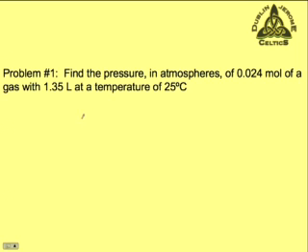All right, some example problems with the ideal gas law. First problem: find the pressure in atmospheres of 0.024 moles of a gas with 1.5 liters at a temperature of 25 degrees Celsius. There's a lot of numbers in here, so I'm just going to make a list. 0.024 moles. Remember, N stands for moles. The pressure is unknown. 1.5 liters is the volume. You might be wondering why N is moles; well, it stands for number of moles.